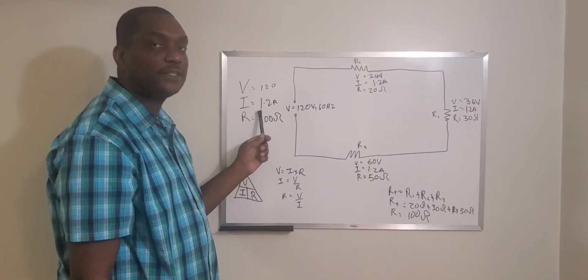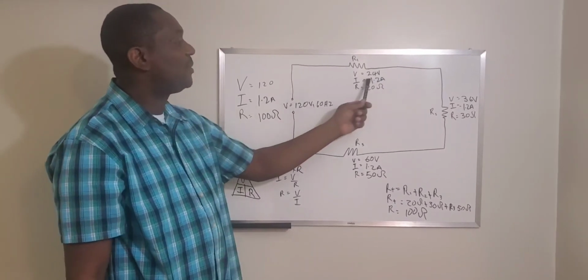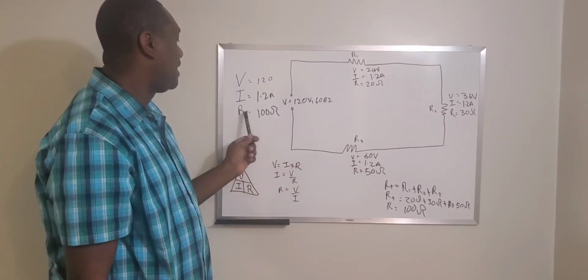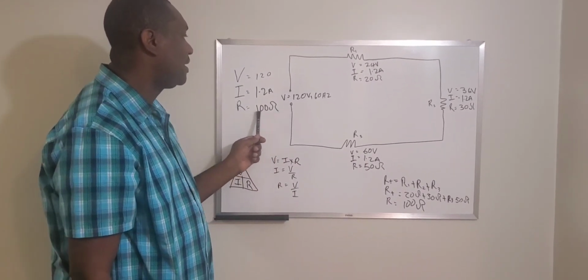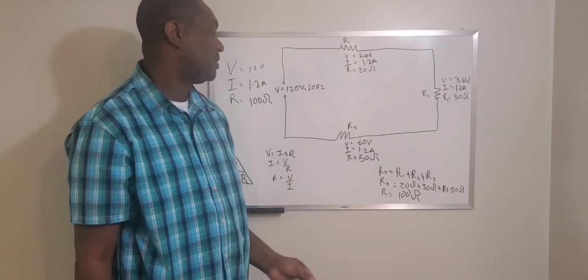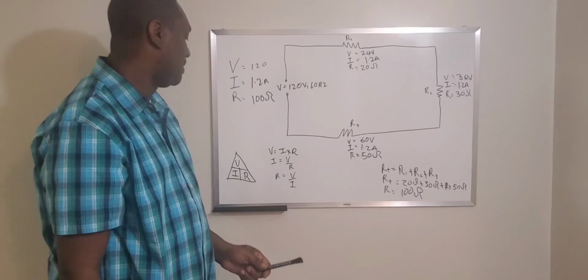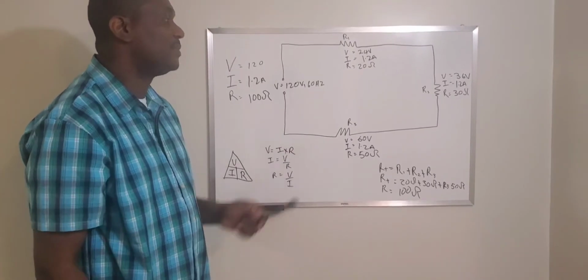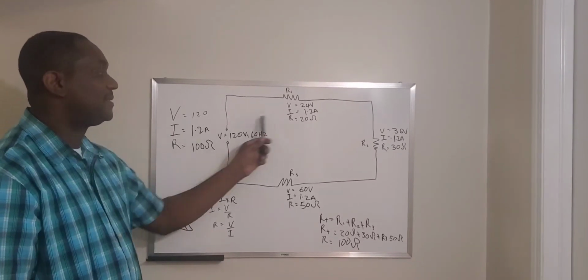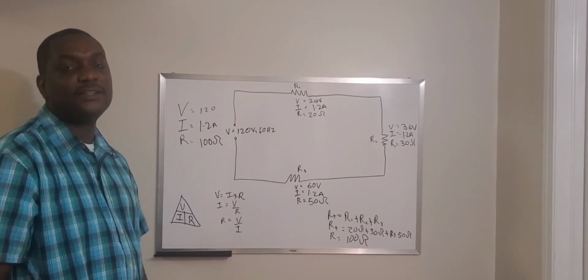The current is constant, so it's 1.2 amps across each resistor, and the total resistance here is 20 ohms plus 30 ohms plus 50 ohms, and that will give you 100 ohms. And that is how you analyze a series circuit. See you in the next video.